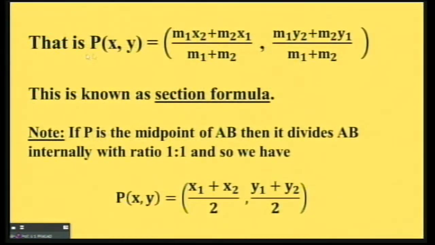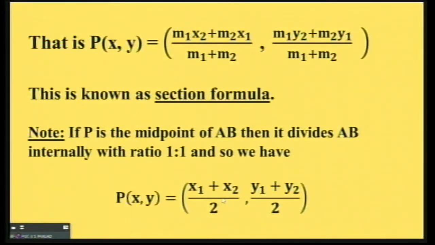In fact, the point P of x comma y is denoted like this: x coordinate as m1 x2 plus m2 x1 by m1 plus m2, y coordinate as m1 y2 plus m2 y1 divided by m1 plus m2. This particular formula, which gives the coordinates of a point lying between the given 2 points on the line, we call the section formula. Interestingly, if this point is exactly in the middle of AB, then the ratio is equal on both sides. In general, we can take that ratio as 1:1.